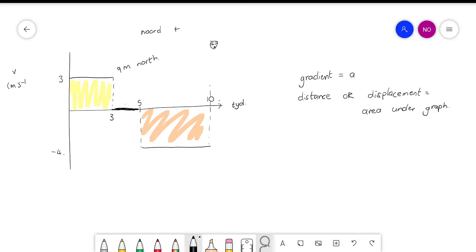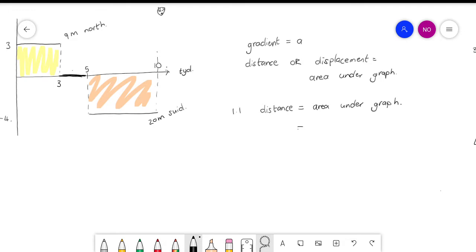How far does he travel in those 5 seconds? As jy vir 5 sekondes 4 meter per sekonde gaan, hoe ver gaan jy? 20. And do you guys agree that it will be in a southern direction? So when we're looking at 1.1 and we're looking for the distance, sê ons die afstand is gelyk aan die area onder die grafiek, maar nou stel ons dit in sonder tekens. So we're going to say the one area is 3 times 3 and the other area is 4 times 5.